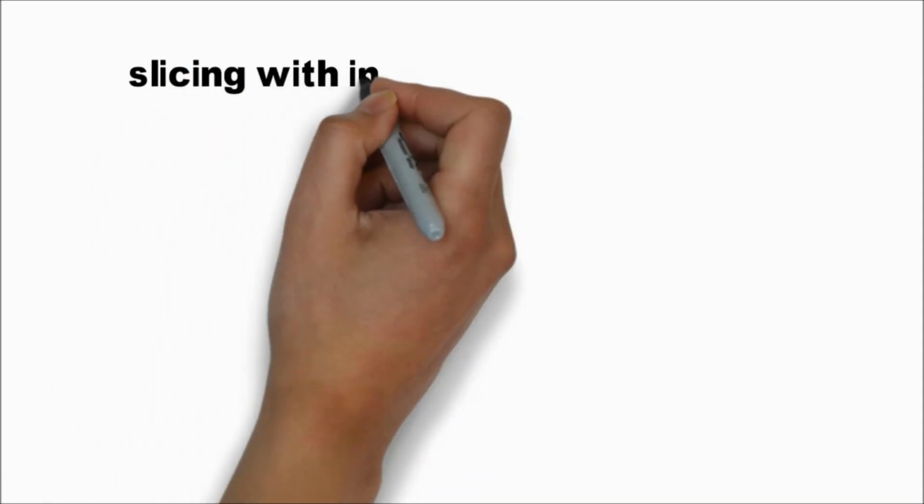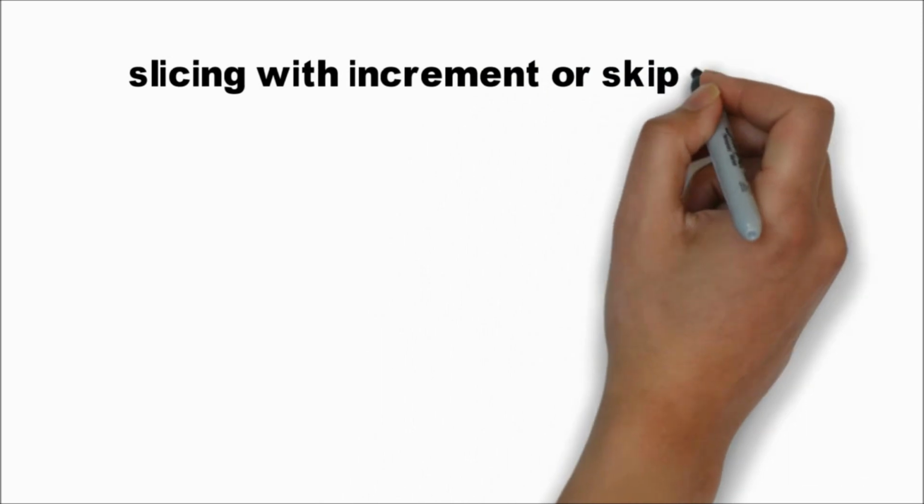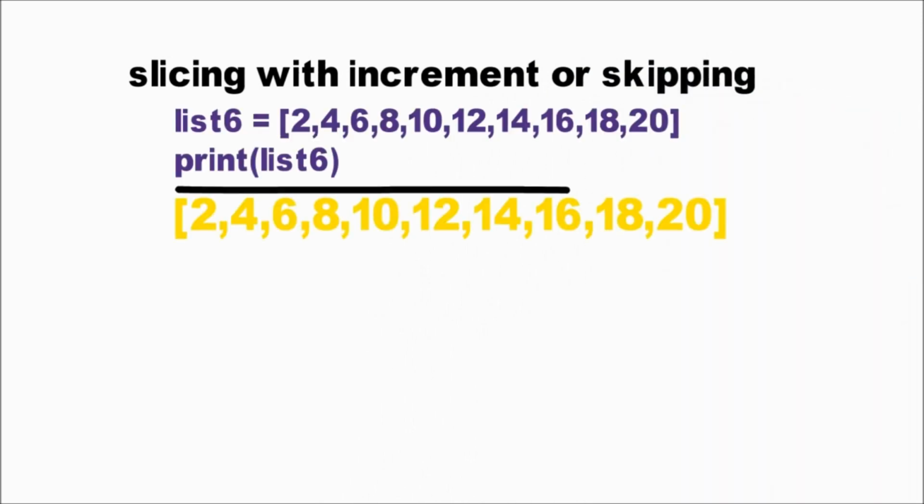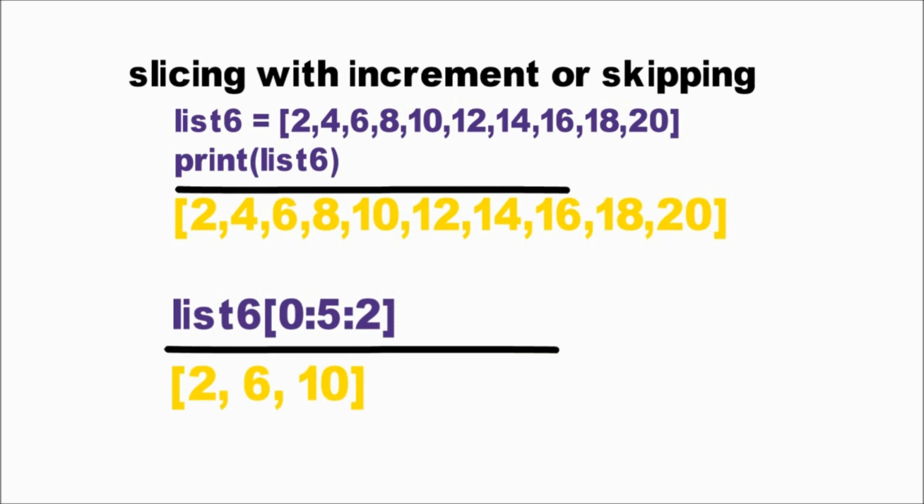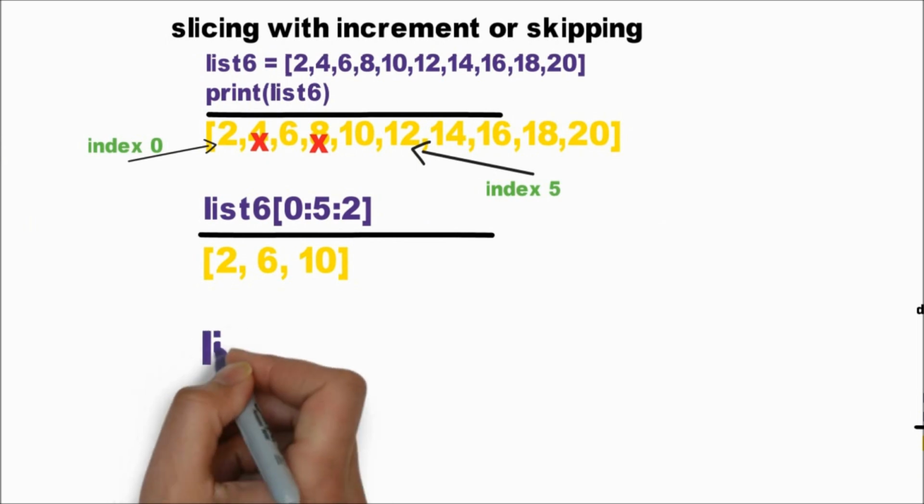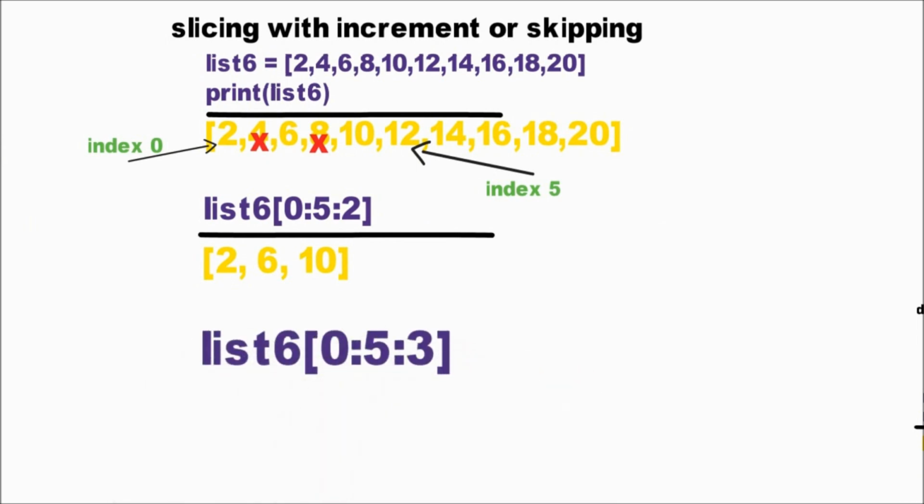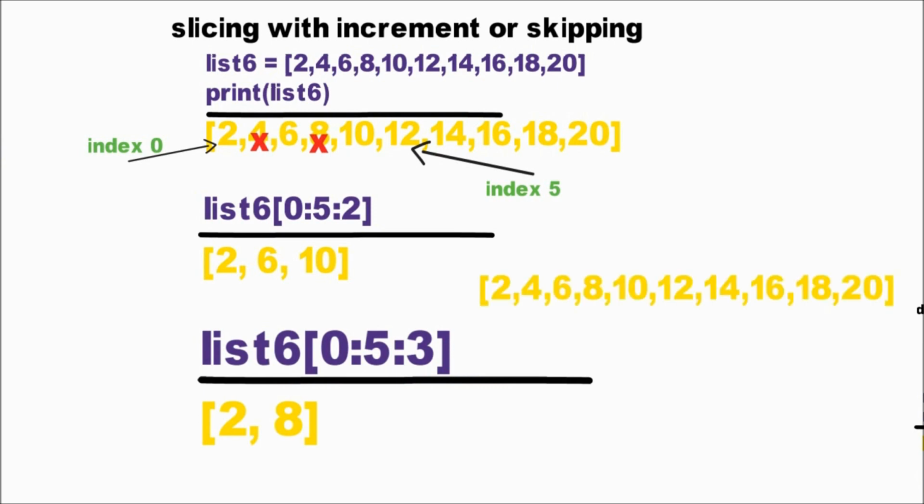Next we will look at slicing with increment or skipping. We can pass one more number after the end index, which skips elements in between. In this example, list6 of 0:5:2, we are fetching elements from index 0 to index 4 but skipping one element in between. So if we pass 2, one element will be skipped. If we pass 3, 2 elements will be skipped. In this example, we can see that after 2, 4 is skipped, 6 is fetched and 8 is skipped. Let's try passing 3 as the step number. So we can observe that after 2, 4 and 6 are skipped.